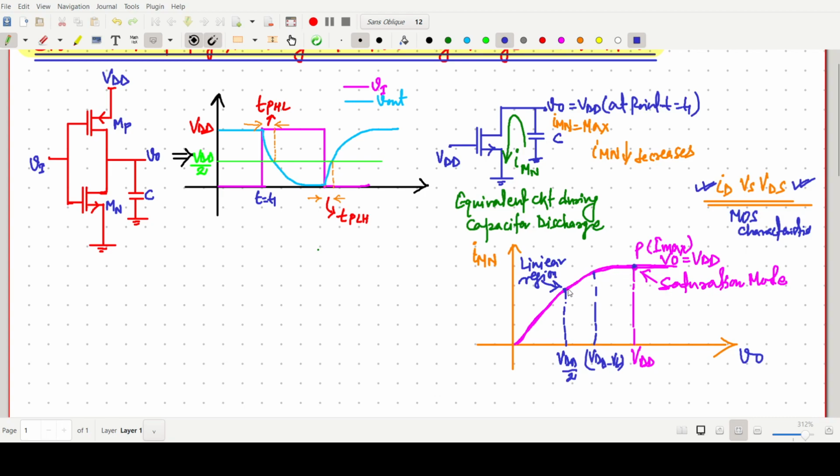So we are going from point P to point Q. Here it is at the maximum and in the saturation region. Then the current I_MN of the NMOS transistor starts decreasing and reaches point Q. At this point the value will be VDD by 2, and this one is VDD minus VT. So if we take this average current, this is the point.